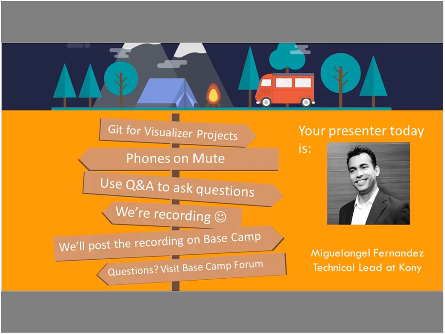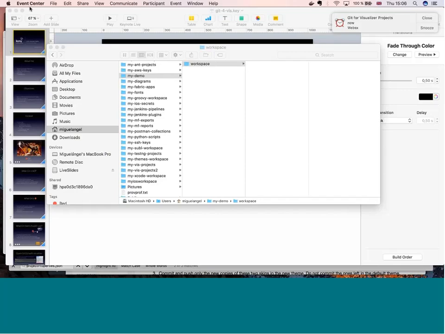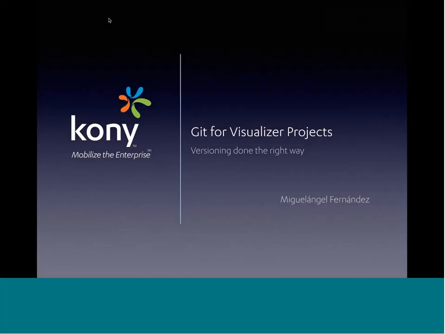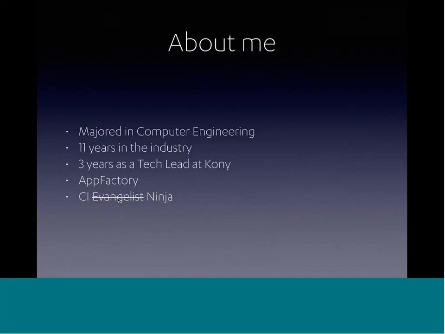So anyway, let's get started. I'm going to share my screen here for a second. So, Git for Visualizer projects: versioning done the right way. Let's see what we can learn here.